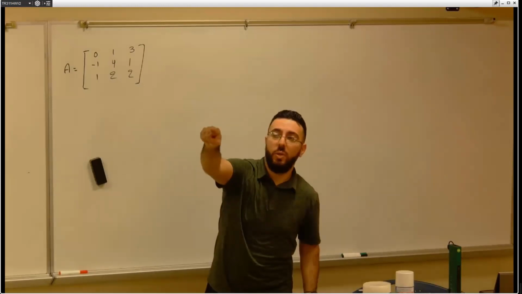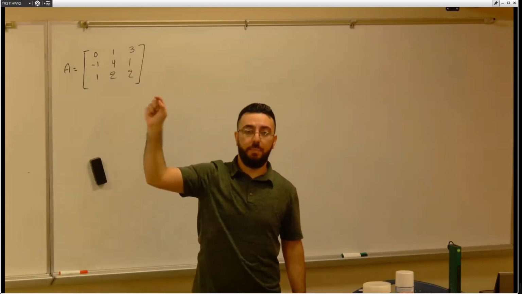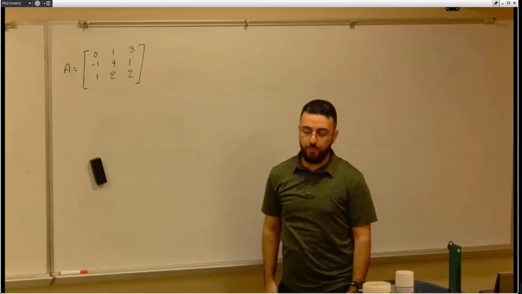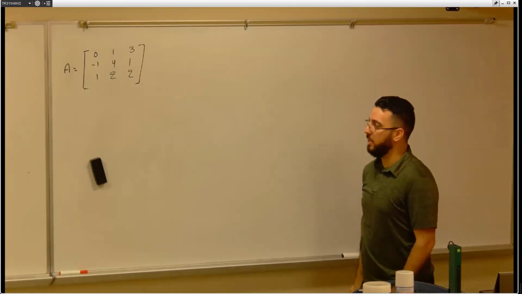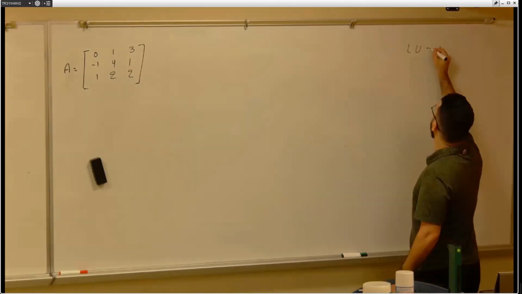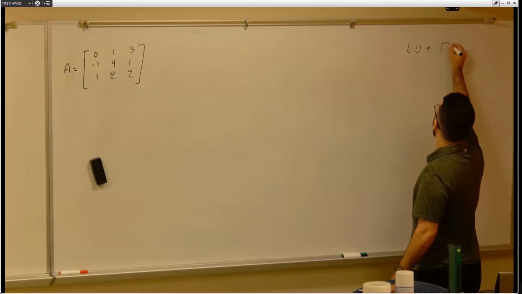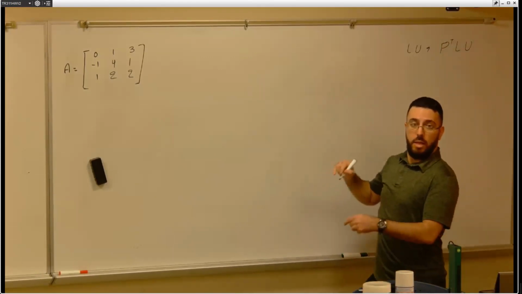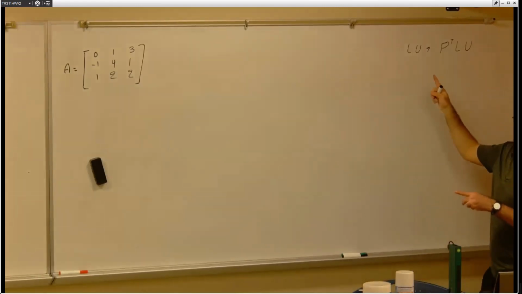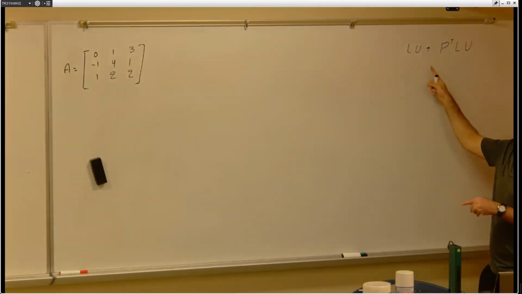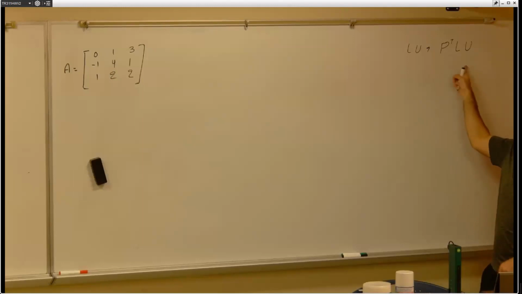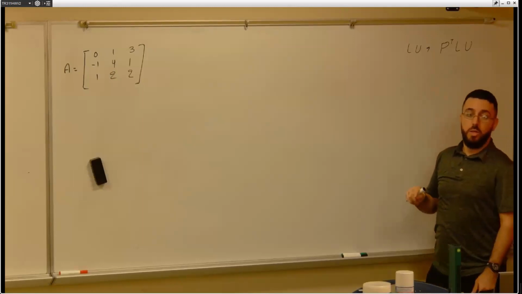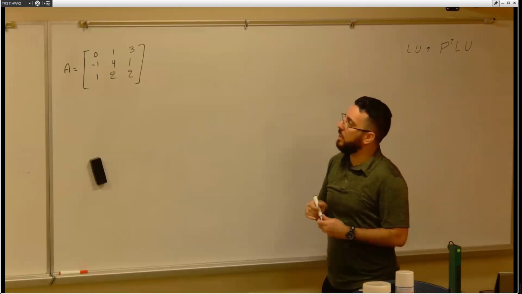What's the difference between LU factorization and the P transpose LU factorization? What's the difference between this one and P transpose LU? Yes, if you change the rows for any matrix, it's going to be this one. If you're not changing the rows, it's going to be LU factorization. So now, I'm going to look.